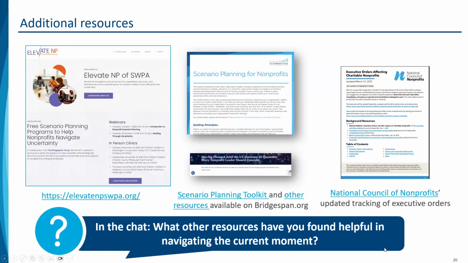And then last is an up-to-date tracking of executive orders and related implications that the National Council of Nonprofits is maintaining. I saw there was a question in chat about how do you keep up when there's so much changing day to day. So this is an example of a helpful resource to that end. We've also found that many law firms are tracking and have published legal implications of executive orders for nonprofits.